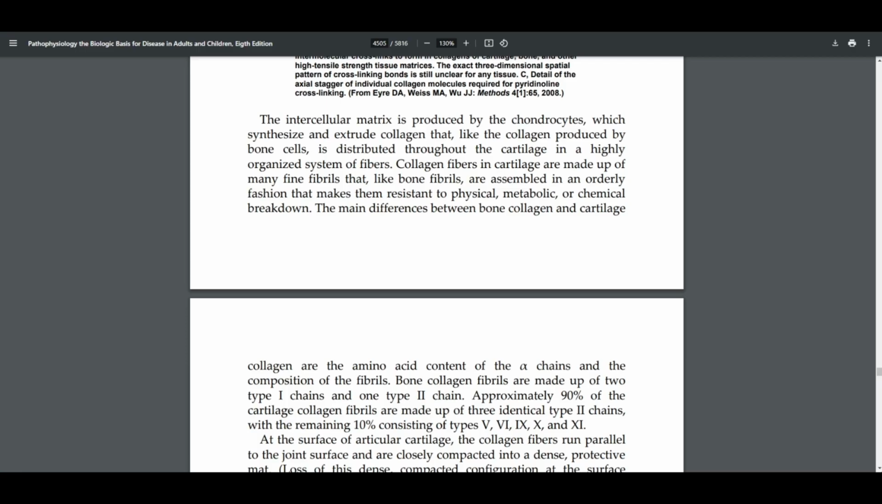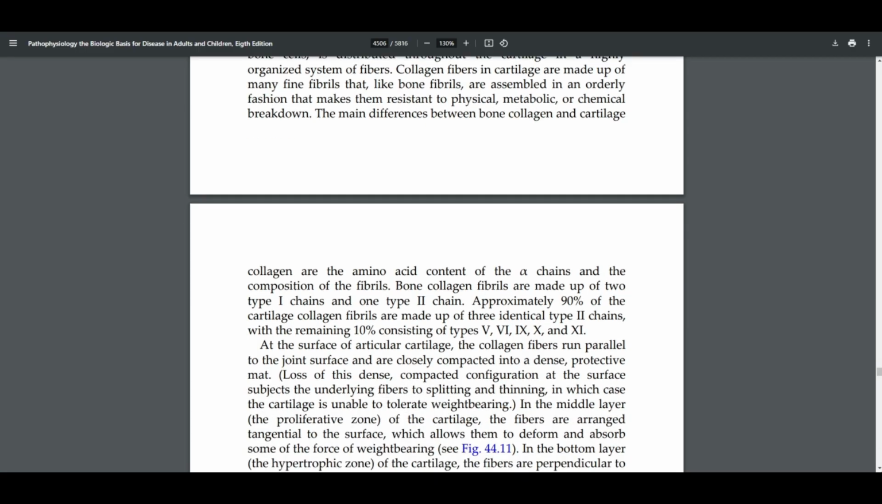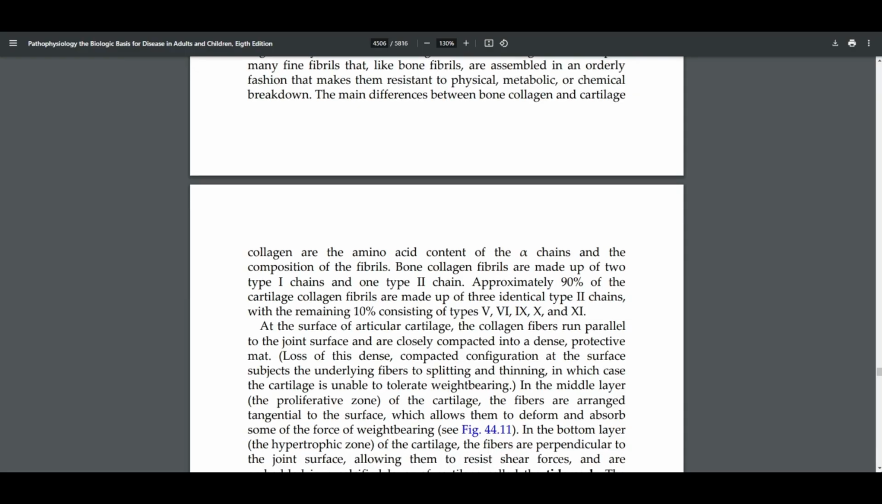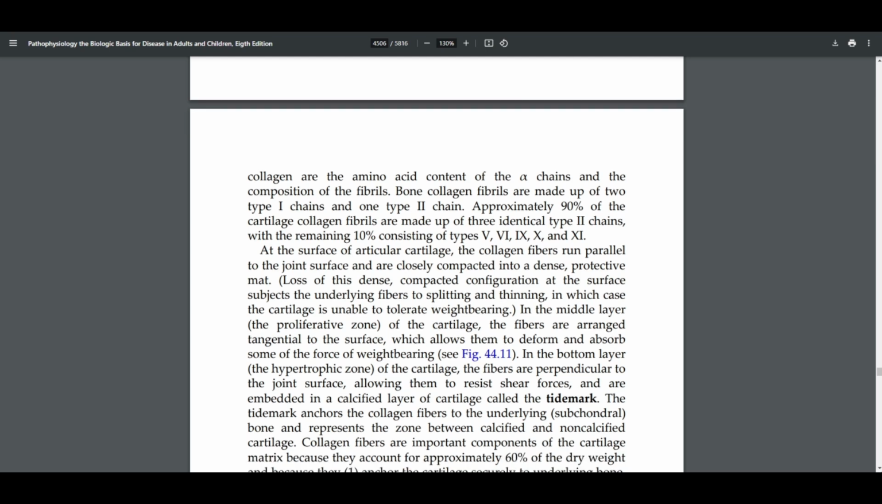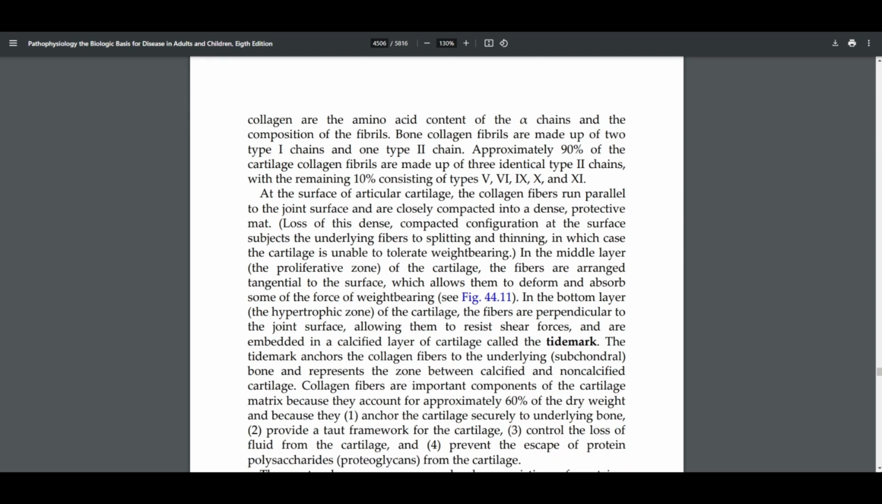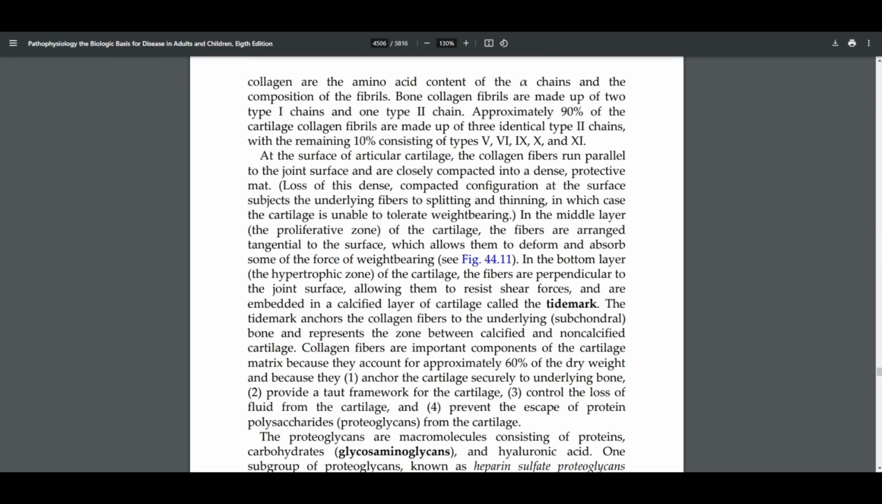The main differences between bone collagen and cartilage collagen are the amino acid content and the alpha chains, and the composition of the fibrils. Bone collagen fibrils are made up of two type 1 chains and one type 2 chain. Roughly 90% of the cartilage collagen fibrils are made up of three identical type 2 chains, with the remaining 10% consisting of types 5, 6, 9, 10, and 11.